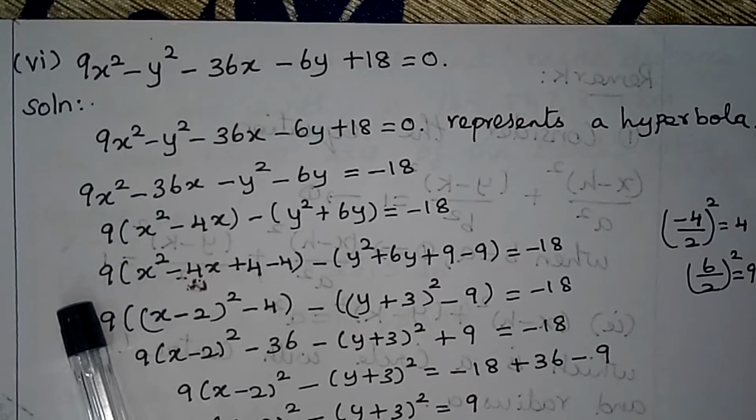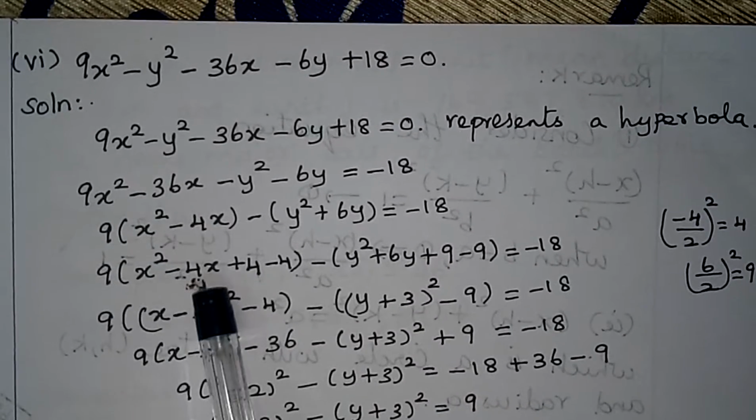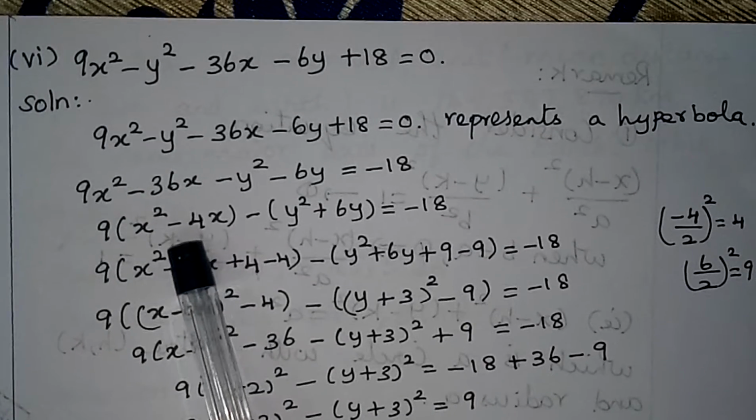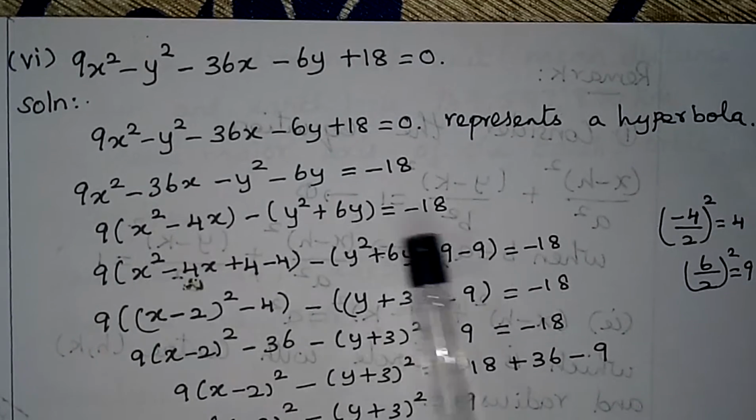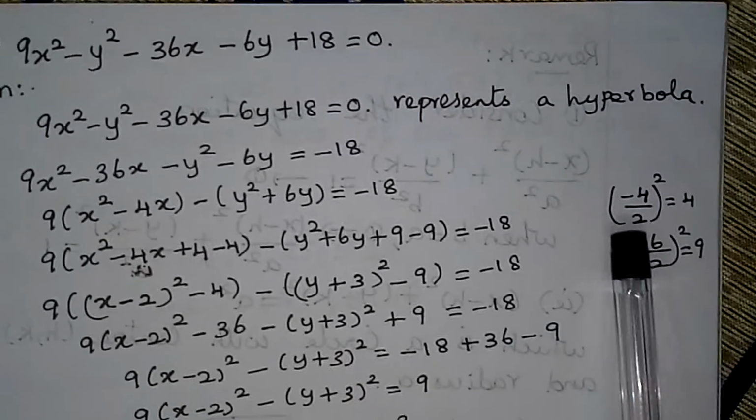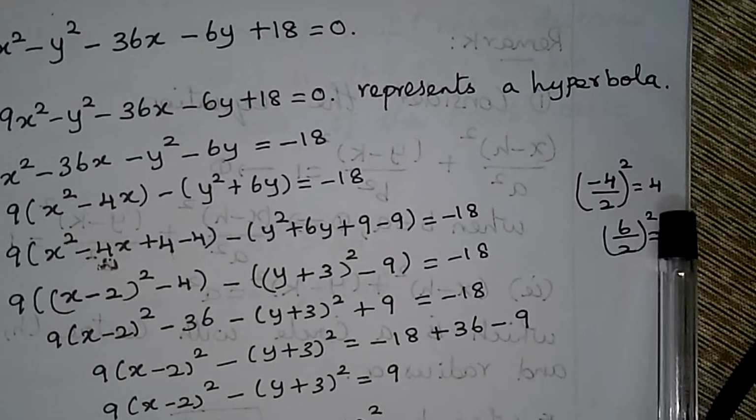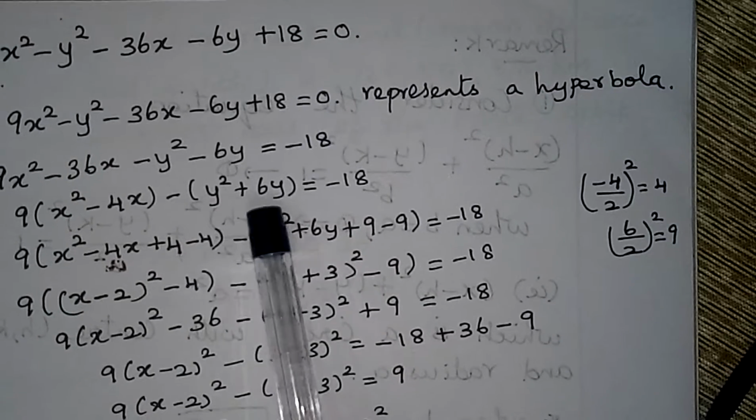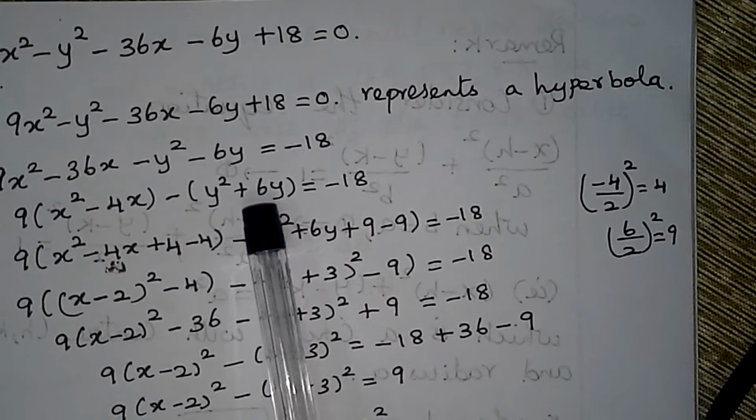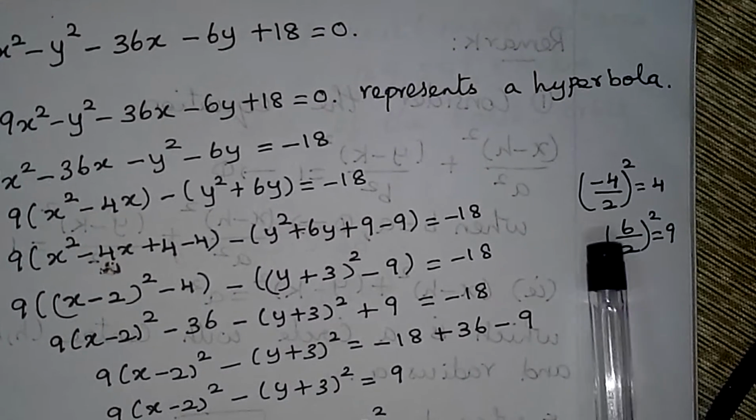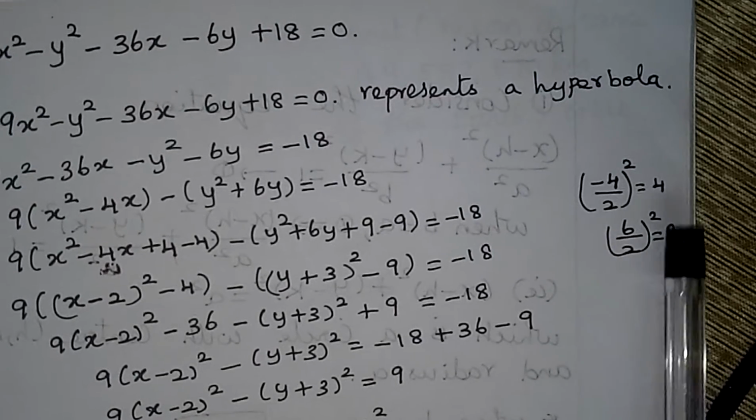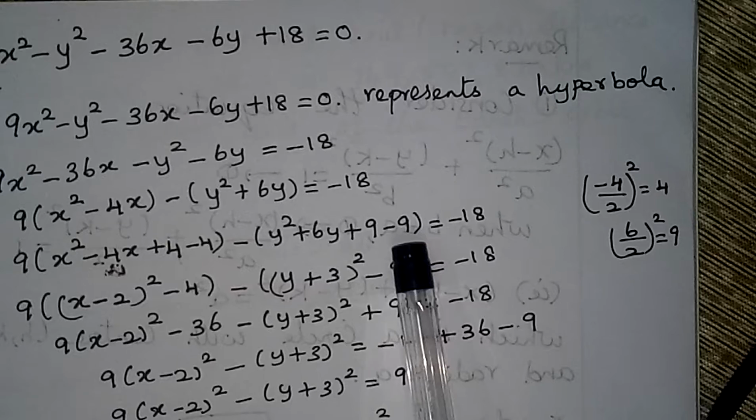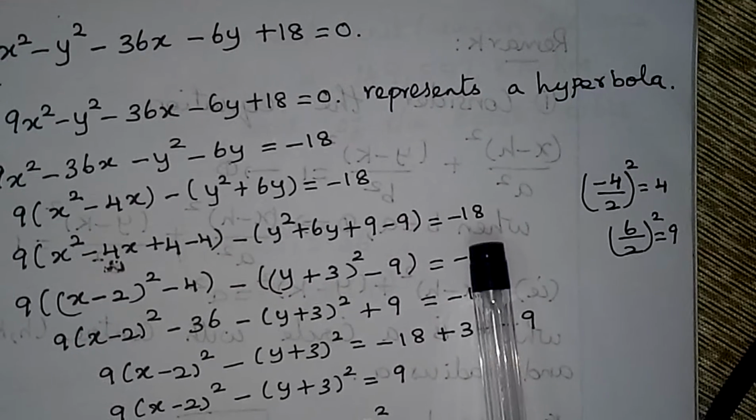Now 9 is outside. Here x square minus 4x we have. Take the coefficient of x divided by 2. So minus 4 divided by 2 is minus 2, and minus 2 the whole square is 4. So you put plus 4 as well as minus 4. Here if you see the coefficient of y, it is 6. Divide the coefficient of y by 2 and square it. It is 3 square, so it will be 9. Put plus 9 and minus 9, equal to minus 18.